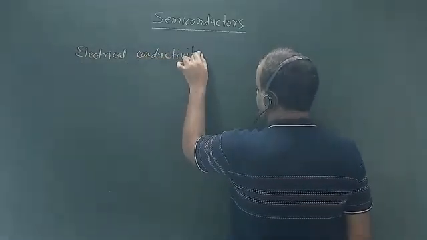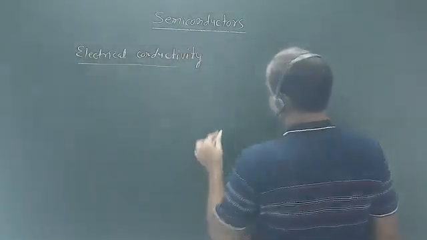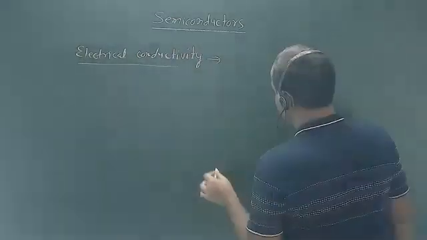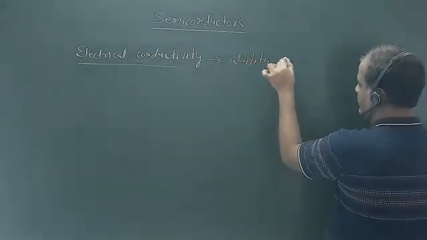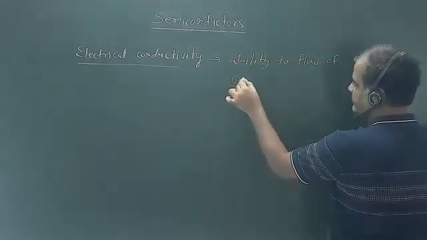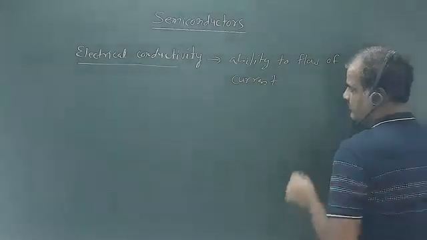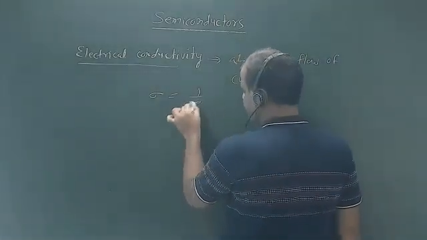So what is electrical conductivity? Electrical conductivity shows the ability to flow current, the ability to flow of current. So we know conductivity is the reciprocal of resistivity.